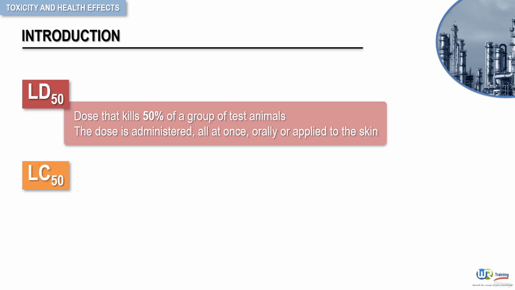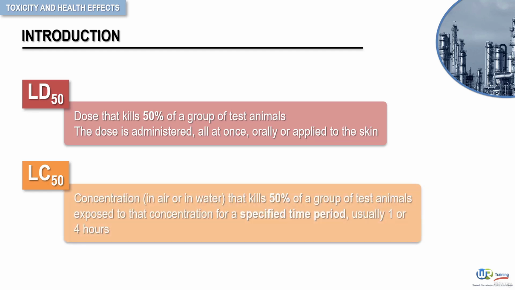LC50, or lethal concentration 50%, is the concentration in air or in water that kills 50% of a group of test animals exposed to that concentration for a specified time period, usually 1 or 4 hours. It is usually expressed as ppm, that is, parts per million of material inhaled per kilogram of the body weight of the test animal.